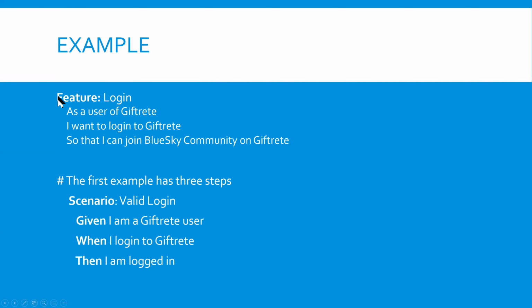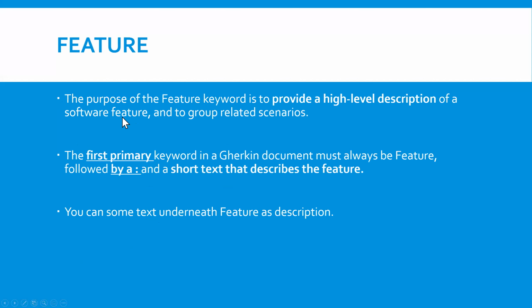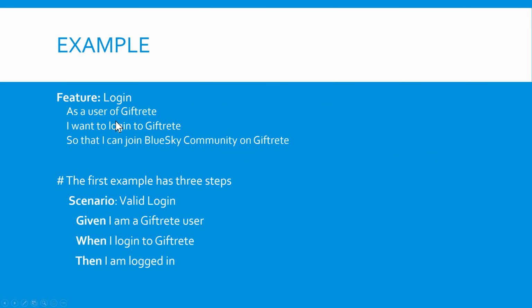Also know that when you write your feature, you need to follow it immediately with a colon. So you have feature, a colon, and then your login. And then you also put your description at the end. Reading this, you can understand what the test is all about.